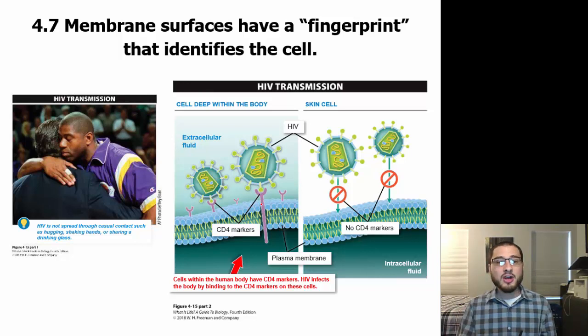And if you have these flags, you're able to pick up on them within the body. You have these CD4 markers. HIV infects the body by binding to these CD4 markers of these cells, and your body is now no longer able to function properly.